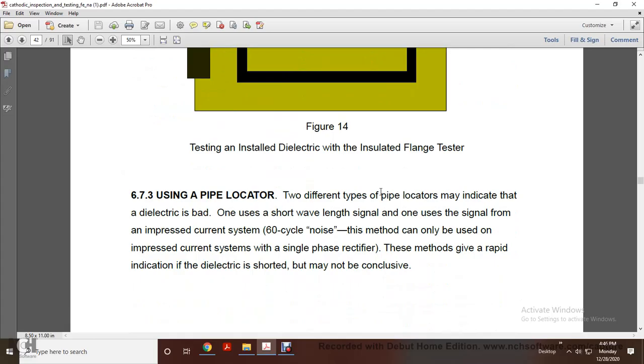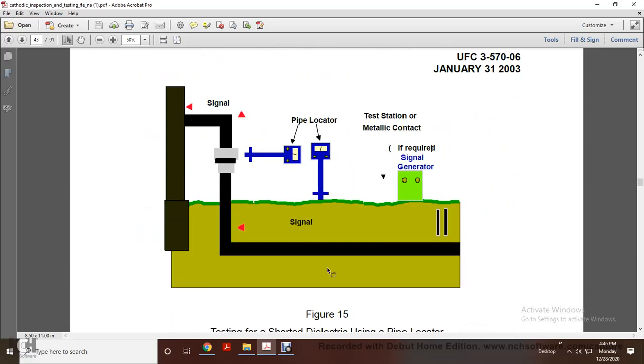6-7-3. Using a pipe locator. Two different types of pipe locators can indicate whether the dielectric is bad. One uses a short wavelength, one a single-frequency impressed current, and one uses 60 cycle noise. The method can be used only with an impressed current system and a single phase rectifier. These methods can be a rapid indicator that the dielectric is shorted, but may not be conclusive.